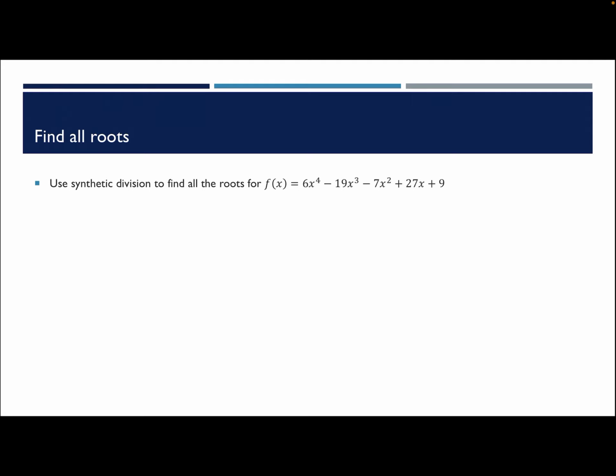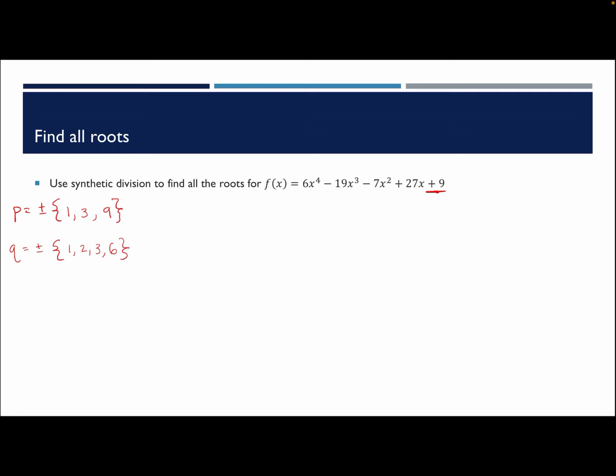So we're going to do synthetic division again to find the possible roots for 6x to the 4th minus 19x cubed. You can read the rest. So our p is the value of 9. So p is going to equal all of the factors of 9, which are plus and minus, and then in a set, we're going to have 1, 3, and 9. And then the factors of q are going to be plus and minus. Let's see, you get 1, 2, 3, and 6.